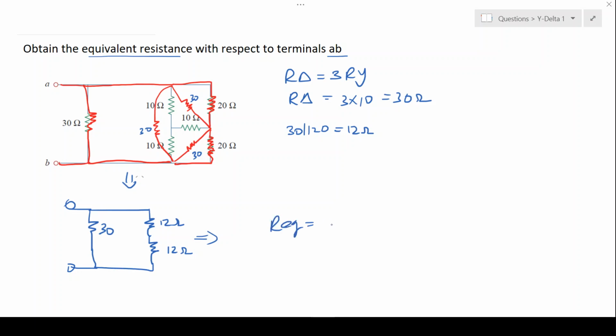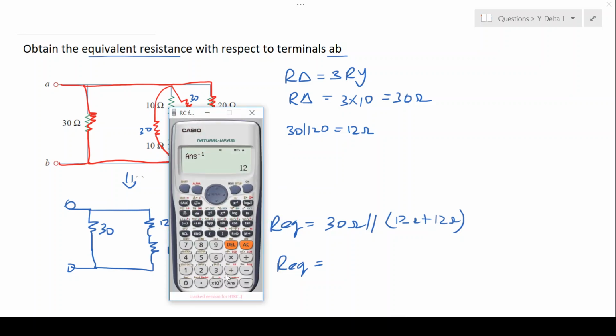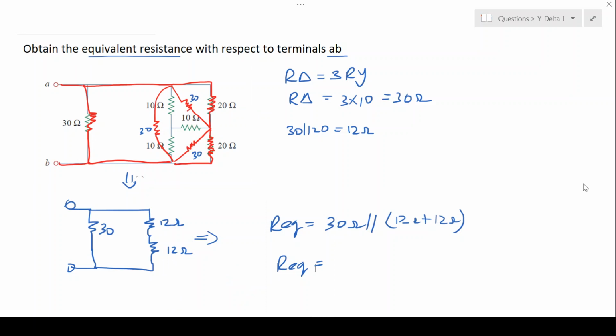So then we can say R equivalent must give us 30 ohms in parallel with 12 ohms plus 12 ohms, which is 24 ohms. And if we calculate this final expression, that will be 12 plus 12, which is 24. So 24 in parallel with 30 gives us 13.33 ohms. Right, and the final answer for the equivalent resistance is then 13.33 ohms.